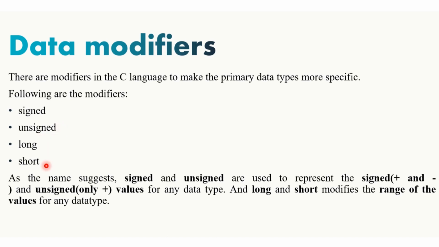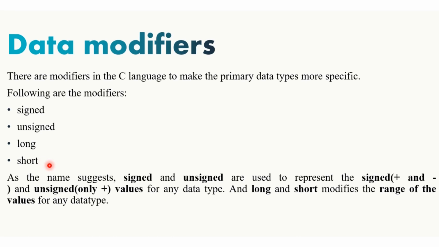Coming to long and short, irrespective of the compiler and the processor, long will always store 32-bit data and short will store 16-bit data. This might not make a difference between int and short int in a 16-bit compiler, but in a 32-bit compiler, the size of an int will be 4 bytes, but the short int will be only 2 bytes.